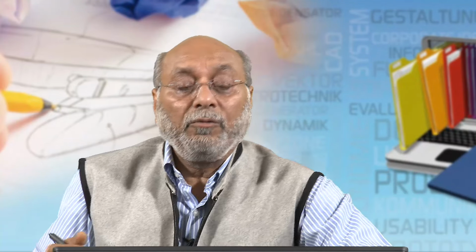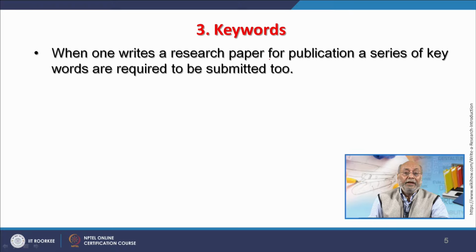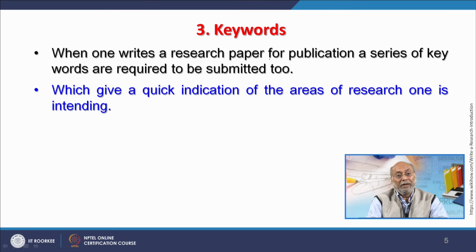So, these keywords can be used to search, and that is the main purpose. When one writes a research paper or manuscript for publication, a series of keywords are required to be submitted, which give a quick indication of the area of research one is intending. I gave the example remote sensing and civil engineering. These are the two key areas, because my work is application of remote sensing in some civil engineering work.